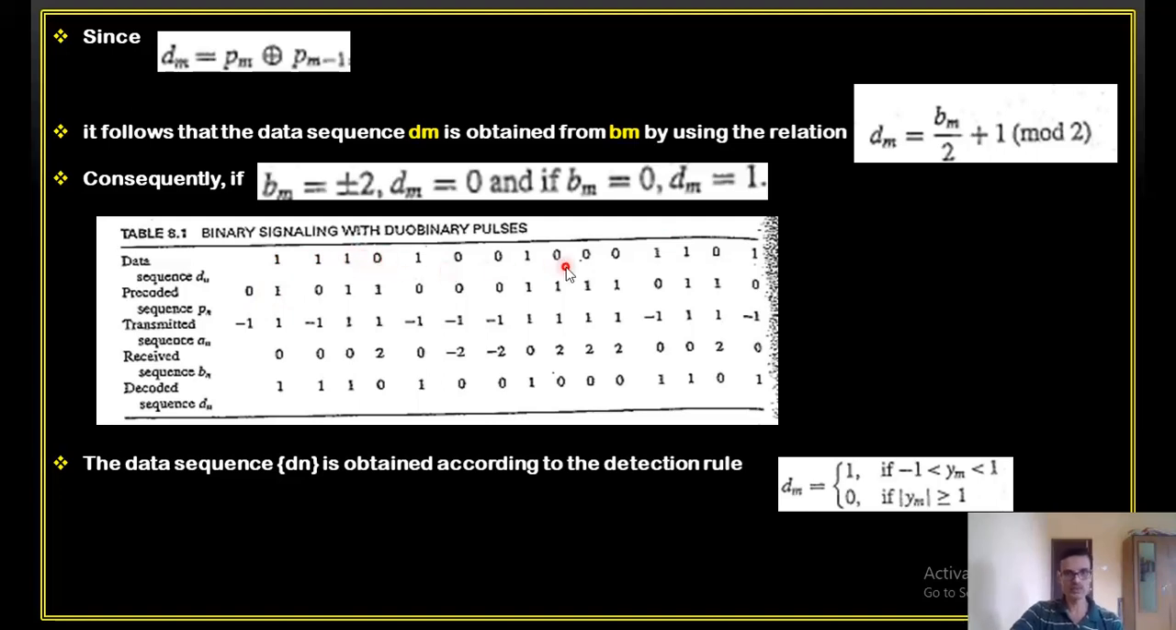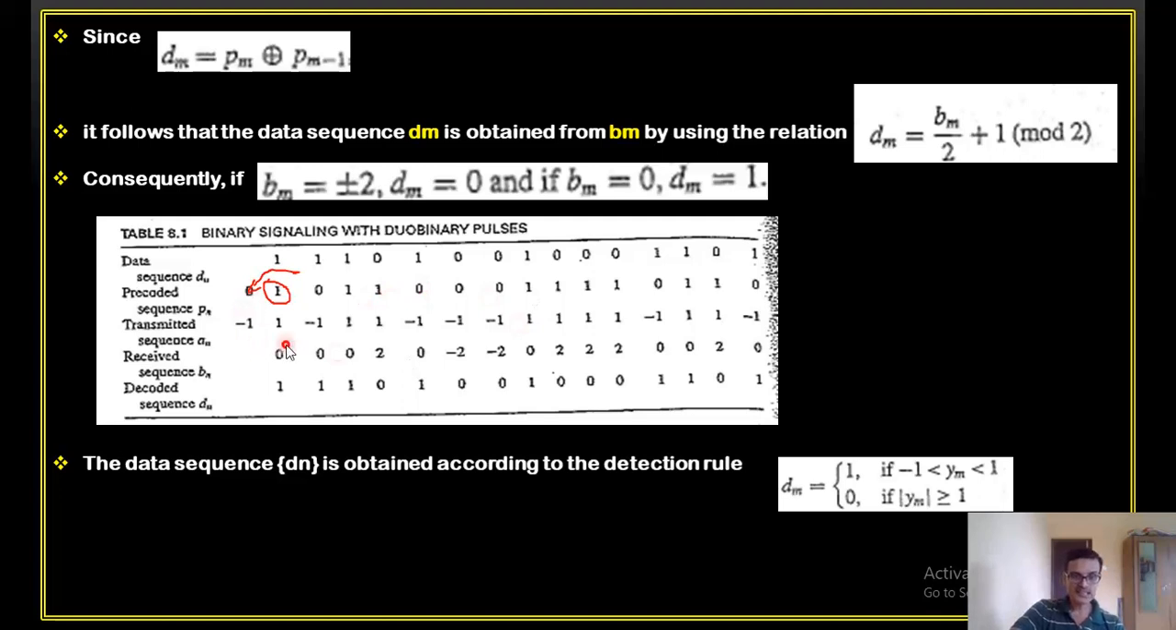Whatever the data I have over there, let's first of all precode the data, that is PM. What is PM? PM is nothing but the XOR function between the present bit and the previous output. This present bit is XORed with the previous output of the XOR gate, and we get the current output of the XOR gate. So 1, 0 is 1. Then 1 and 1 is 0, then 1 and 0 is 1, 0 and 1 is 1, 1 and 1 is 0, and so on.